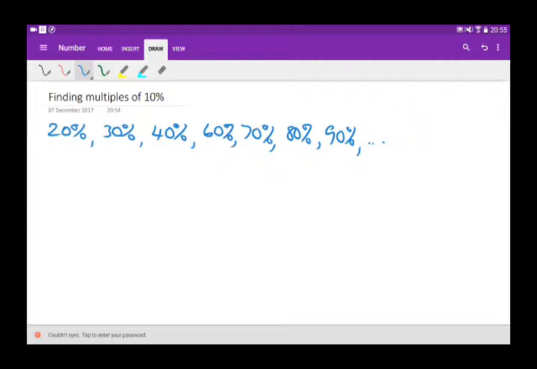Well, all those are multiples of 10%. So basically we can use 10% to work out all of those. Now in the other video we looked at how we found 10%. Remember, 10% as a fraction when simplified is equal to a tenth. If you're going to find a tenth of something, then we divide by 10. So the same applies to 10% because 10% is the same as a tenth. So let's look at an example.